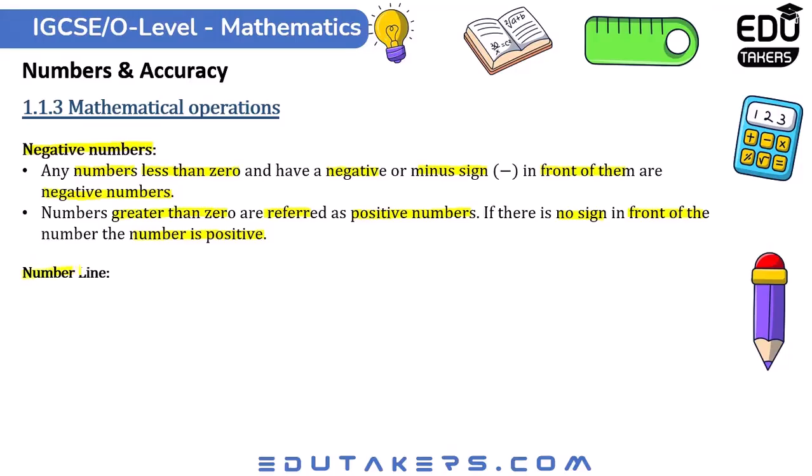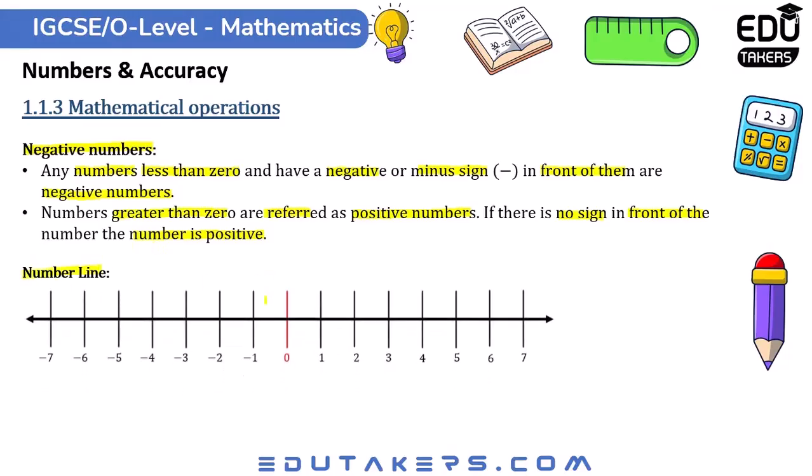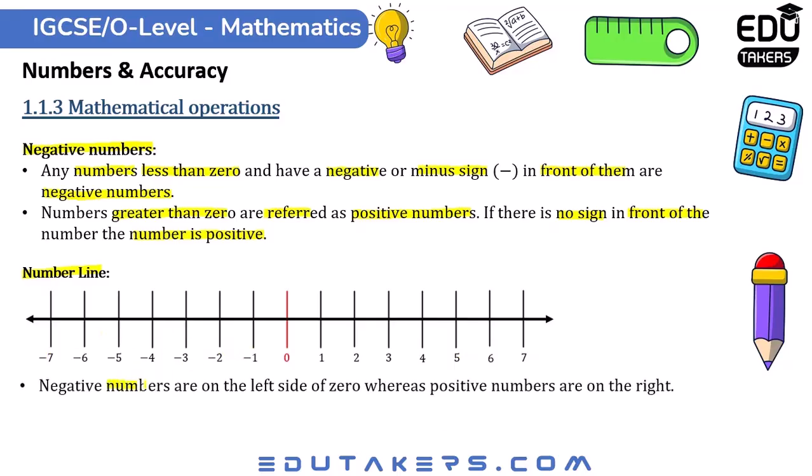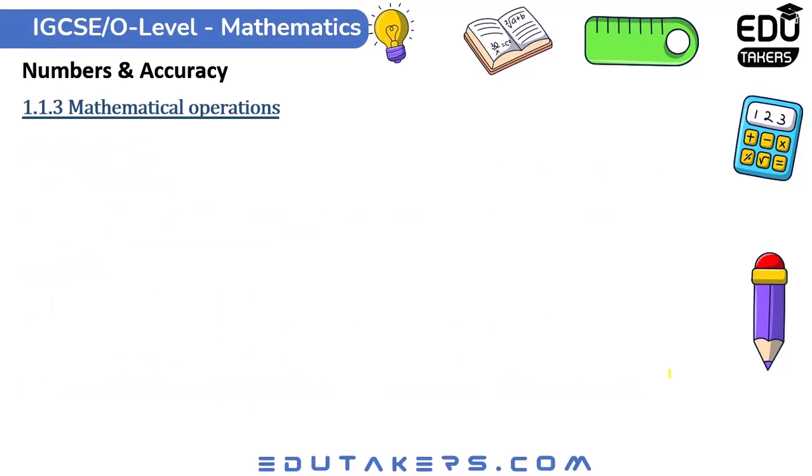Let's move to the number line. Here we have a number line. 0 is in the center of the number line, and on the right side we have positive numbers and on the left side we have negative numbers. Negative numbers are on the left side of 0, whereas positive numbers are on the right.